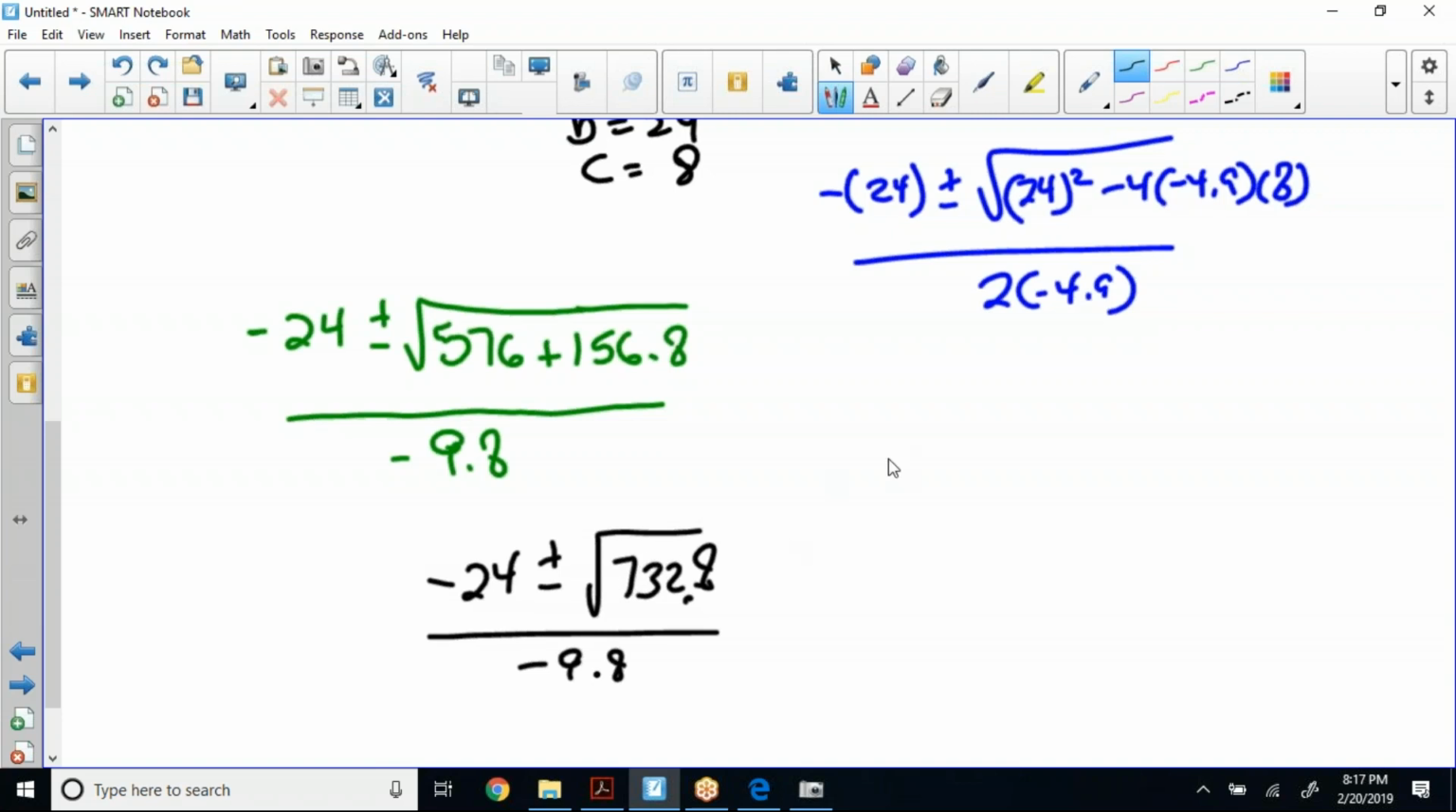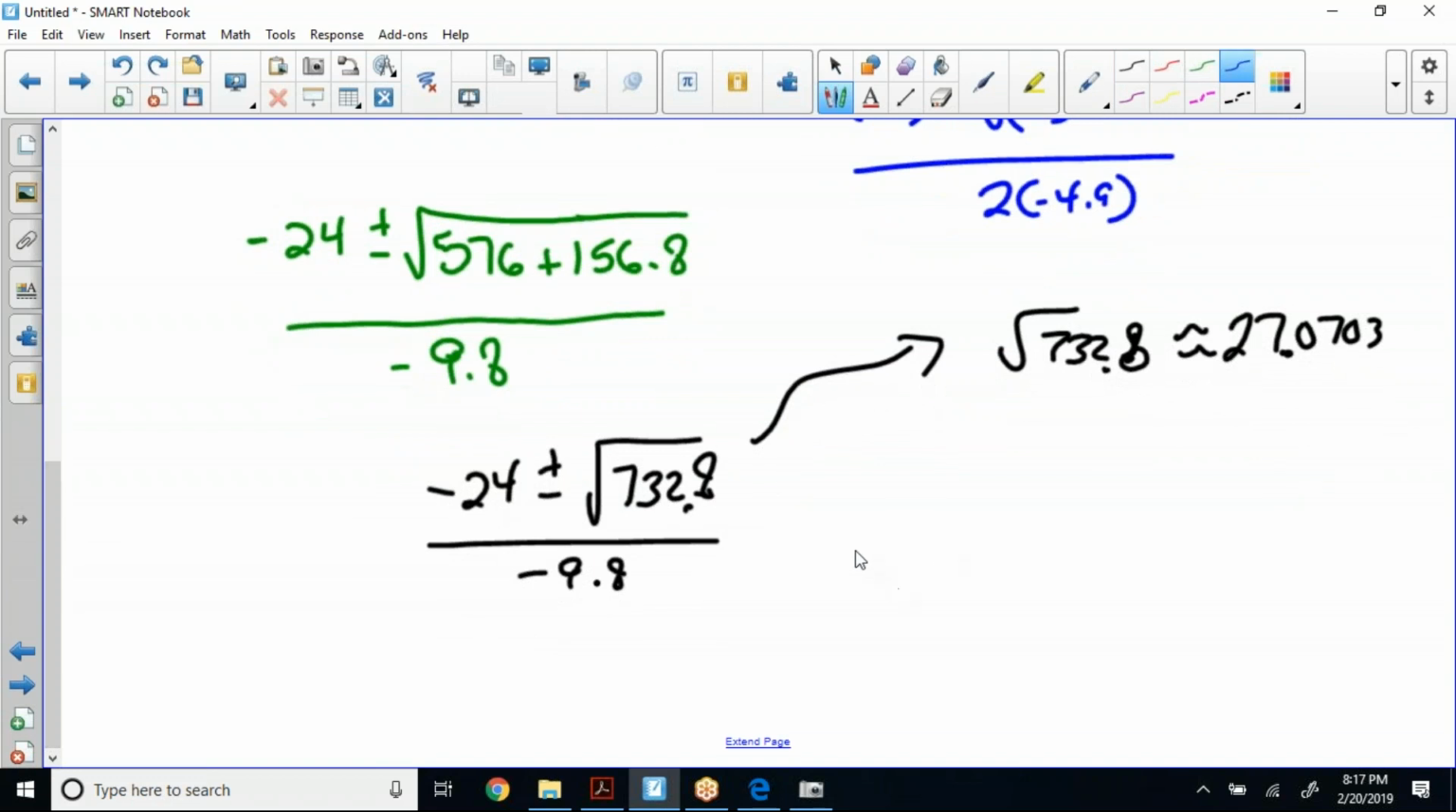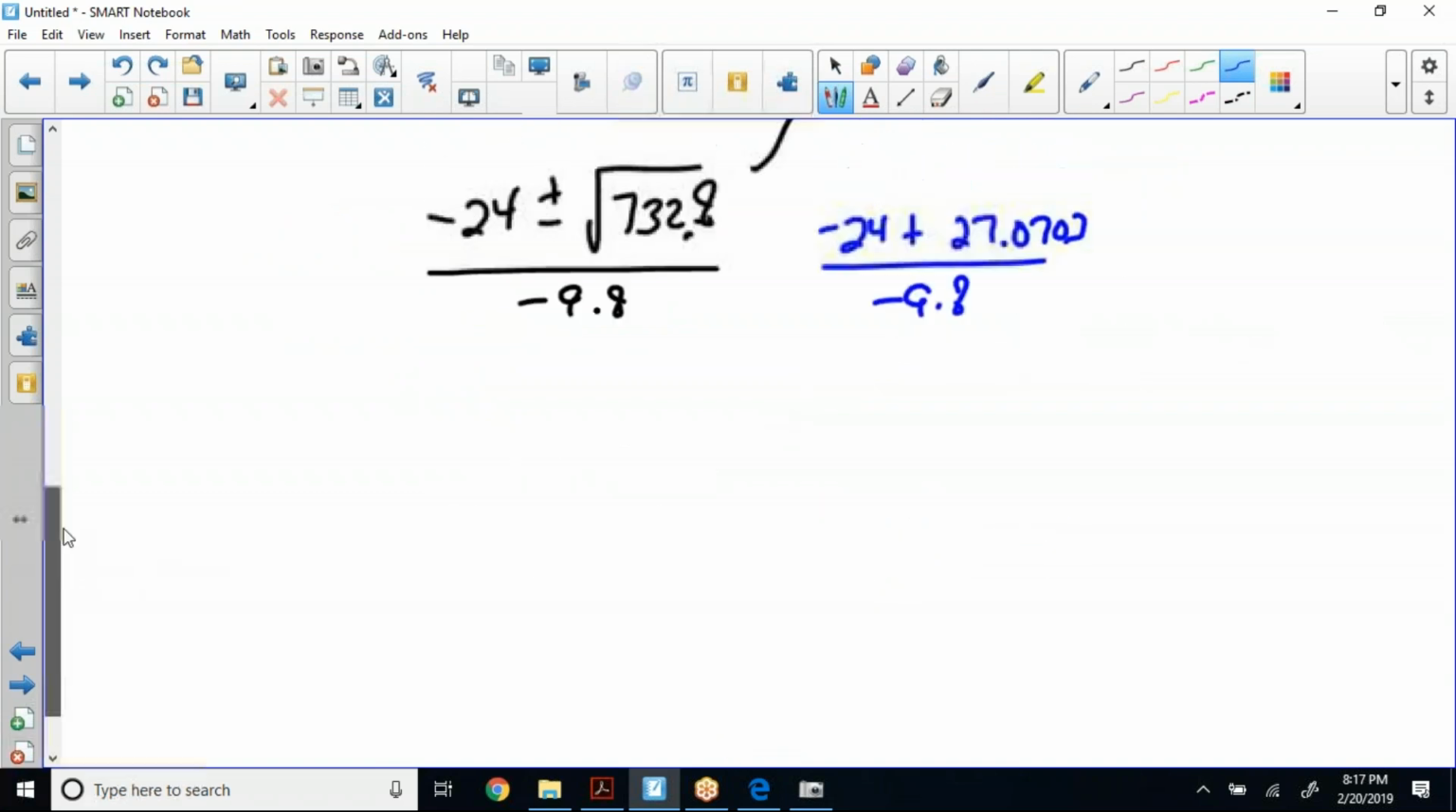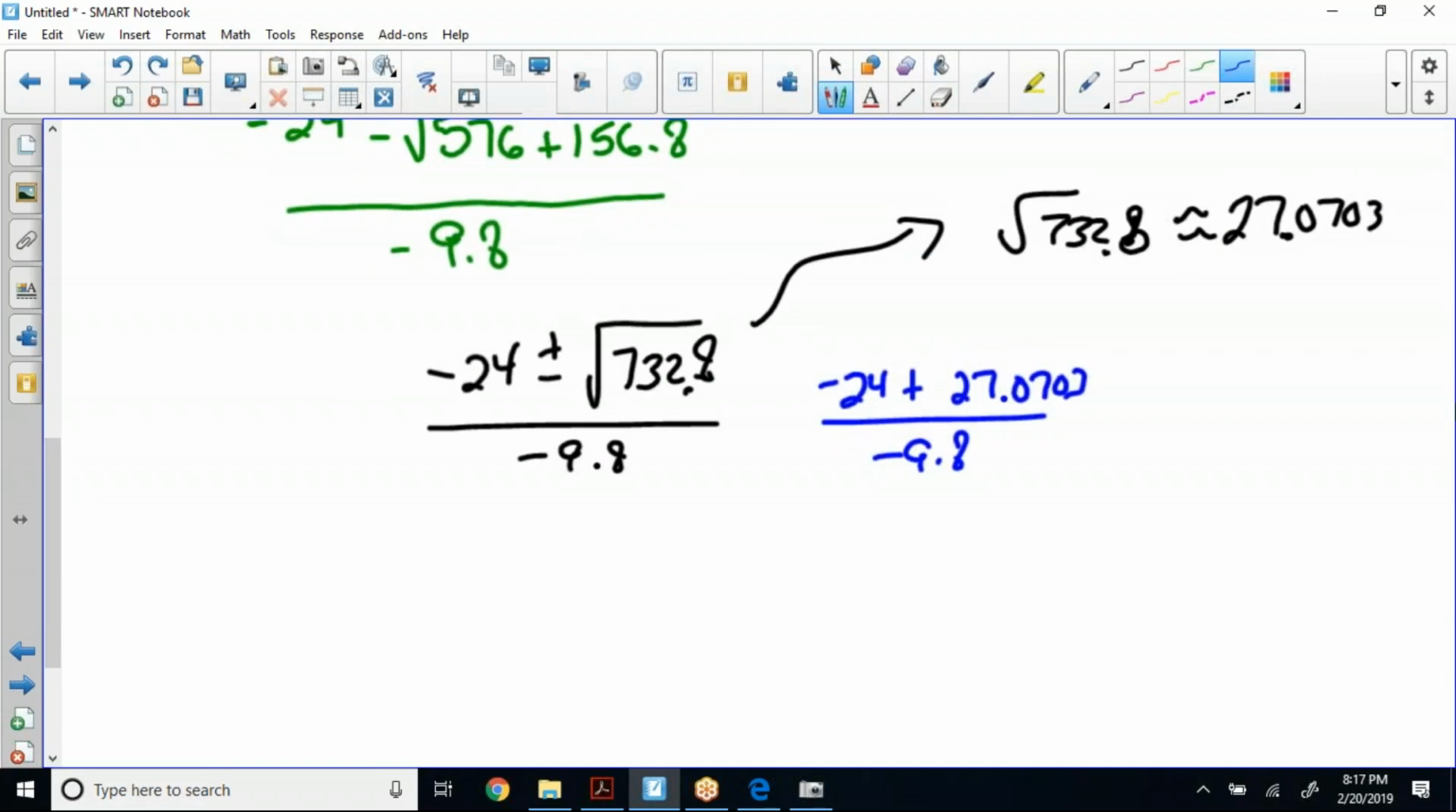Now, guys, I want you to kind of see something real quick. What is the square root of 732.8? That's 27.0703. So I'm going to approximate 27.0703 into this equation, and what that's going to give me is negative 24 plus 27.0703 divided by negative 9.8, and negative 24 minus 27.0703 divided by negative 9.8.